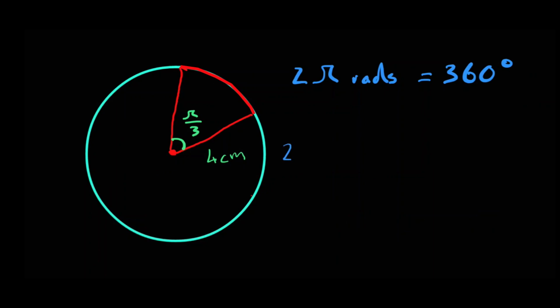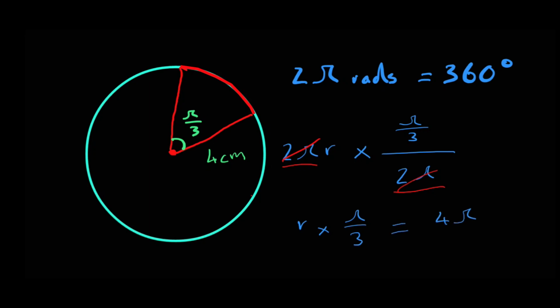And then once again, it's just going to be 2 pi r times the angle of the sector, which is pi over 3, divided by the angle of the full circle, which is 2 pi. But you might notice that we have a 2 pi here being multiplied by 2 pi at the bottom of a fraction. So we can actually cancel them out and turn it into just r times pi over 3. And then because the radius is 4 centimeters, it's going to be 4 pi over 3 centimeters.